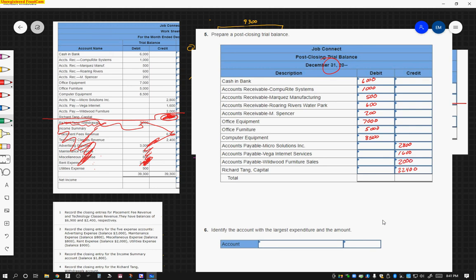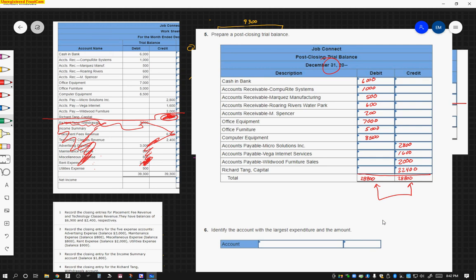If you add up both of these columns, okay, add up the debits, you're going to come up with $28,800. And if you add up your credits, $28,800. I don't know if that's going to automatically calculate it for you or not, but just in case, you have to do it yourself.